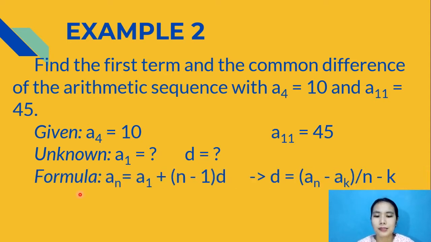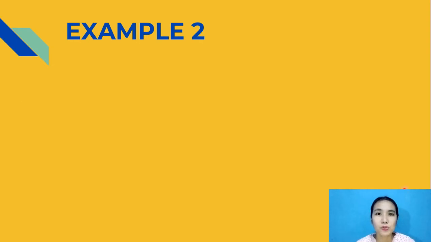Now to find this, we use the general rule a sub n equals a sub 1 plus the quantity of n minus 1 times d, or the derived formula for d, which is a sub n minus a sub 1 over n minus 1. But since the first term is also unknown here, we use a sub k instead of a sub 1 and k instead of 1. That is a sub n minus a sub k over n minus k. Let us now solve this.